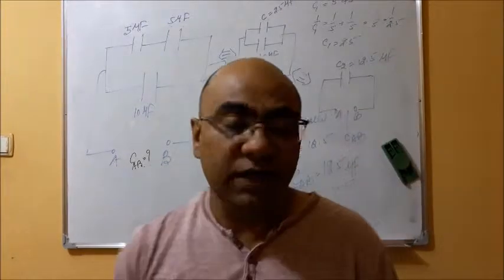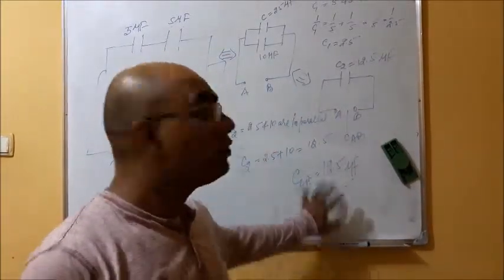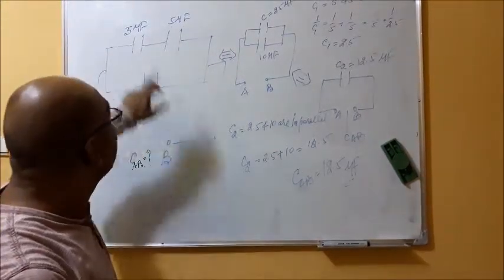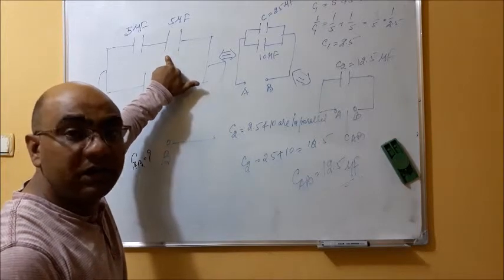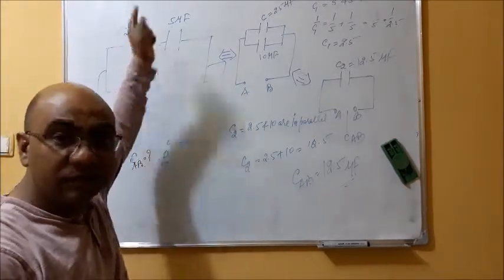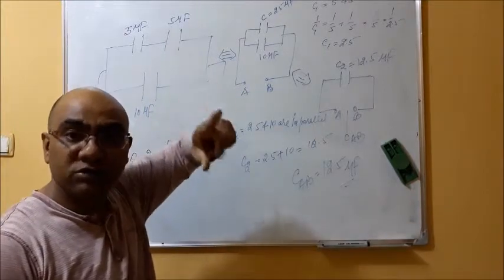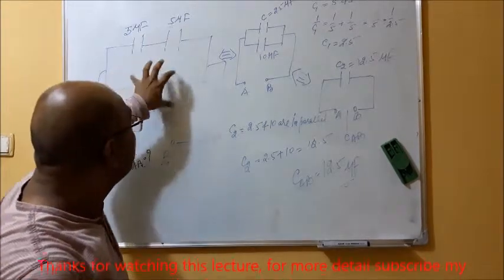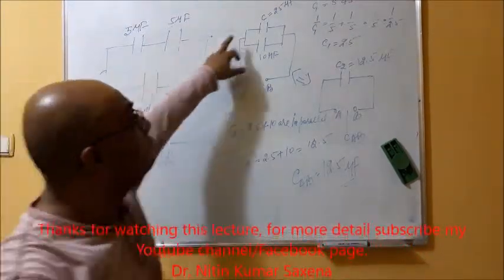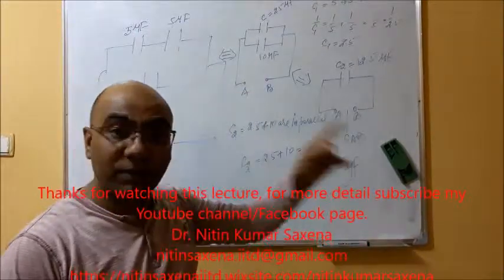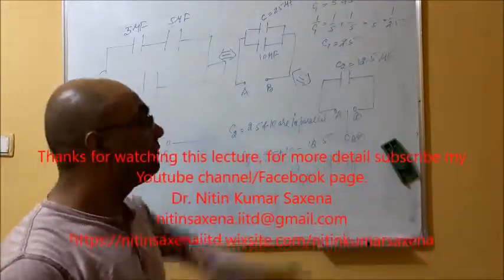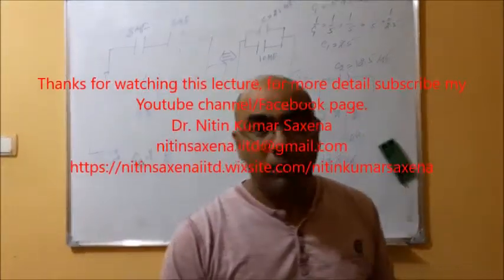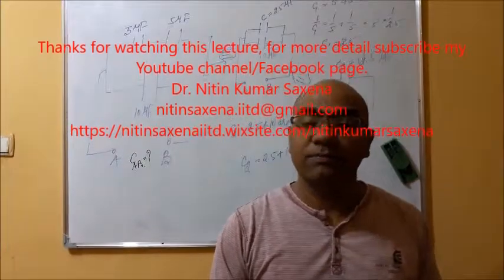In this way, we can find the overall capacitance between A and B. What we did, I am repeating: 5 and 5 first were in series, so I used the series formula, 1 upon C equivalent is 1 upon C1 plus 1 upon C2, and found the equivalent capacitance first. Then this and this are both in parallel, so I used the parallel formula, C equivalent is C1 plus C2, and finally this is our answer. I hope the concept of combination of capacitors in series and parallel is clear to you.